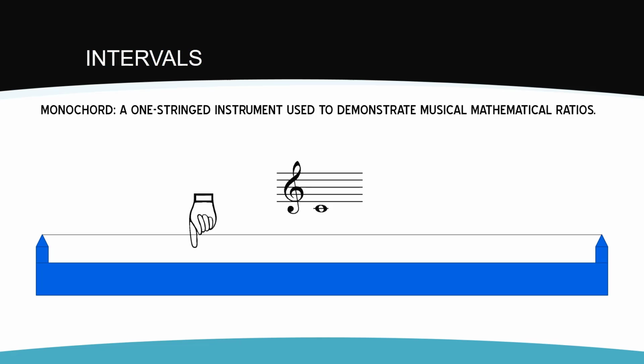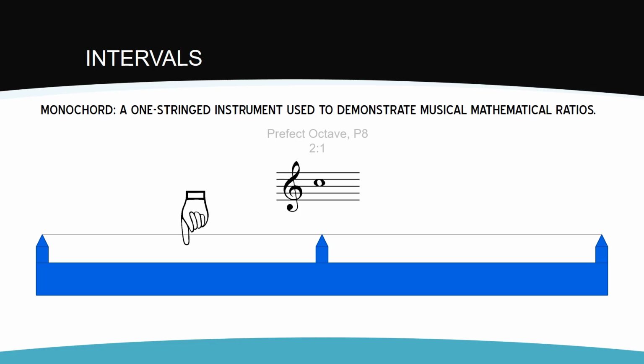If we find the exact midpoint of the string and put a bridge at that point, and then play 1/2 of the divided string, we will get a pitch that is exactly 1 octave higher than the original open string. If we relate this to frequency, the higher note has a frequency that is exactly double that of the open string. The ratio for the octave is 2 to 1. That is, if we divide the string into the proportion of 2 equal parts and play only one of those parts, it will sound 1 octave higher than the undivided string.